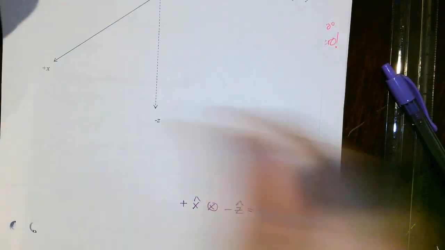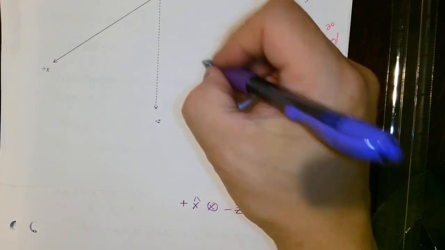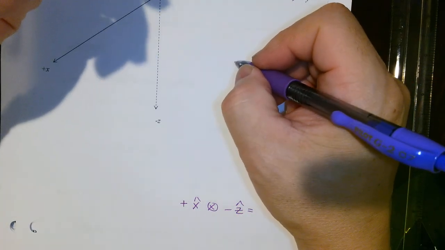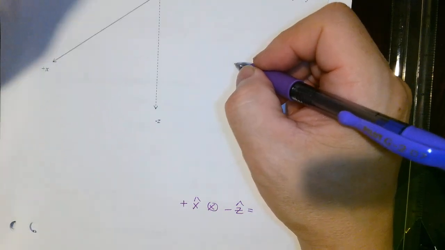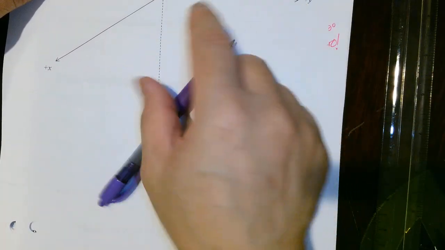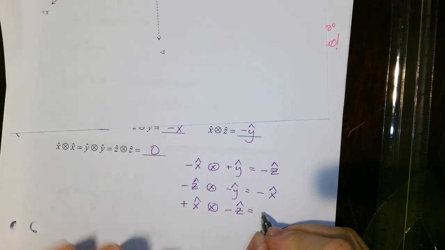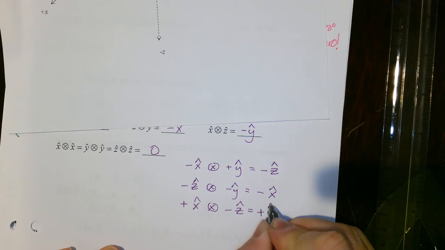Okay? Positive x. You have to use your right hand. I see so many students writing with their right hand and using their left hand to do this. You can't do that, right? If you're right handed, you've got to drop your pen and then start doing this. That's very important. So here, this would be positive y hat.